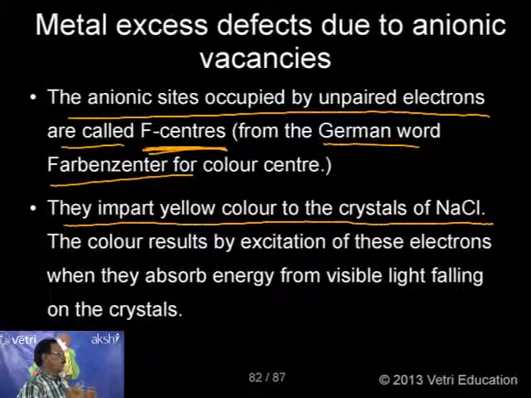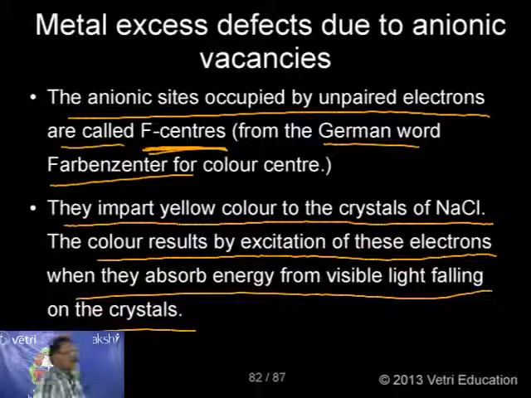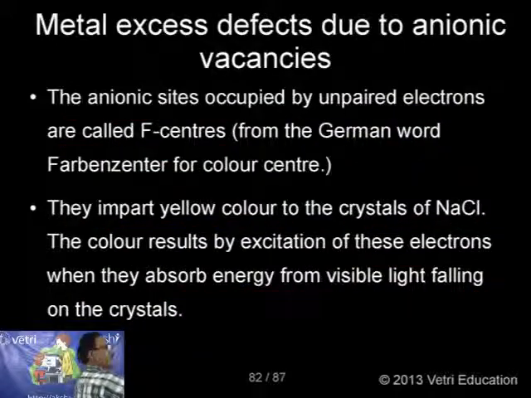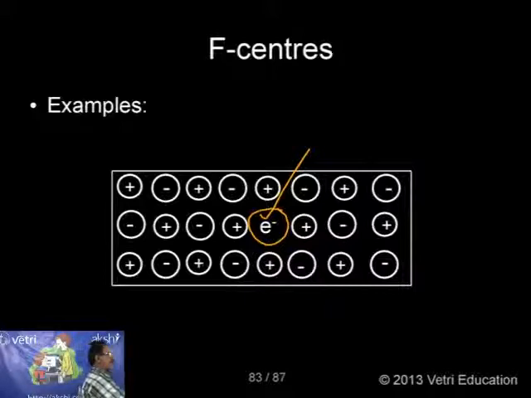When you heat sodium chloride, it becomes yellow because the color results from excitation of these electrons when they absorb energy from the visible light falling on the crystals. What is happening here is that the electron released from the sodium occupies the place of the chlorine ion. So if you count the total number, sodium will be higher in number compared to chlorine. This type of site is called an F center, and it comes under the non-stoichiometric defect.